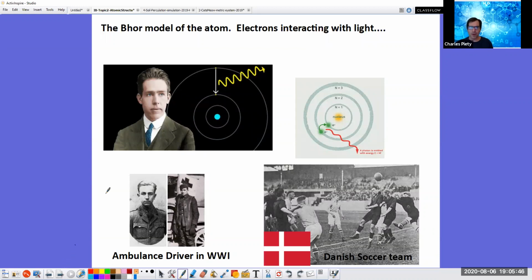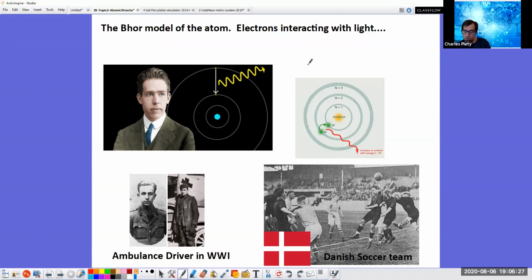Let's go back to the Bohr model. The Bohr model of the atom was really great at making the observation of how electrons interact with light. Let me just talk for a second about Niels Bohr, because he's a pretty cool cat. He was an ambulance driver in World War I. He volunteered for that. Stop and think about that for a minute. He was not interested in hurting people. He wanted to help people. And he went to about the most dangerous place you could find to help people. So in my book, good on you, Niels Bohr.